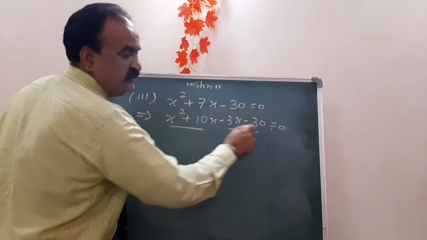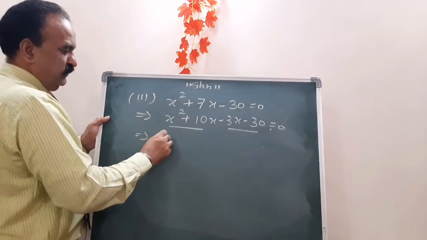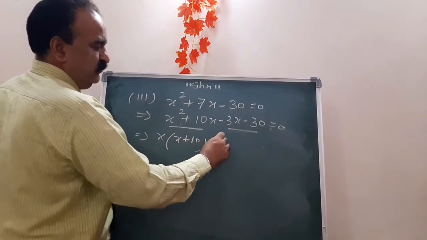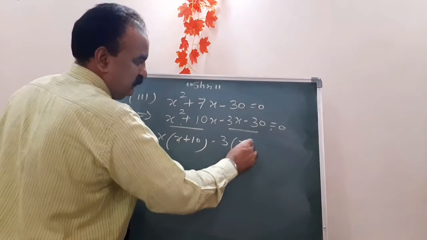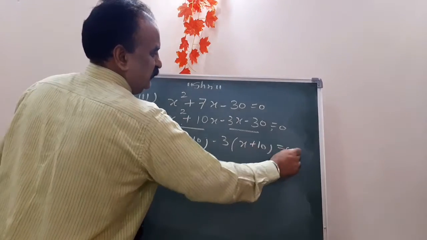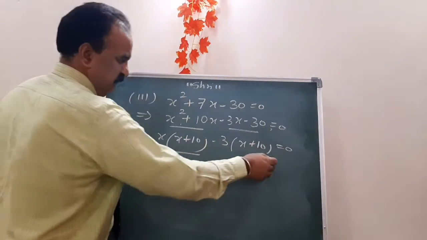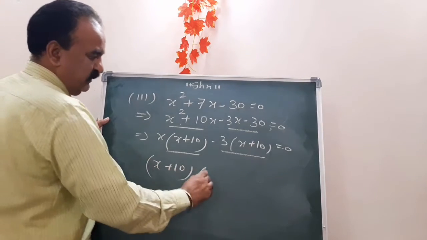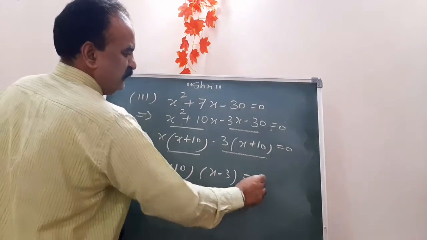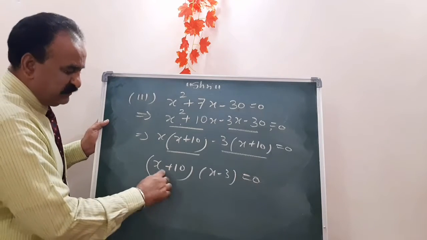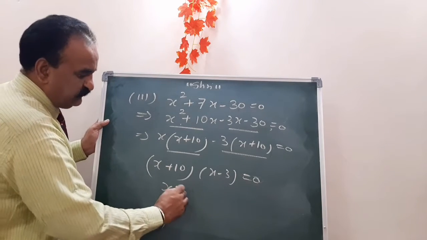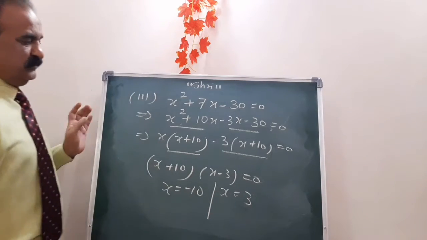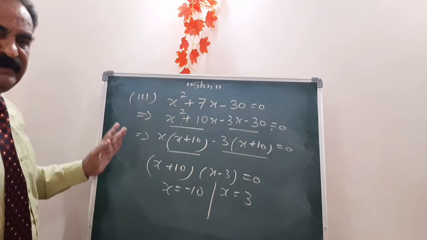These two terms and these two terms. x common, x plus 10, minus 3 common, x plus 10 equal to 0. This is x plus 10, this is x plus 10. So x plus 10 and here x minus 3 equal to 0. It means either x plus 10 equal to 0, so x is equal to minus 10, and here x is equal to 3. This is the solution. This is the third pattern.